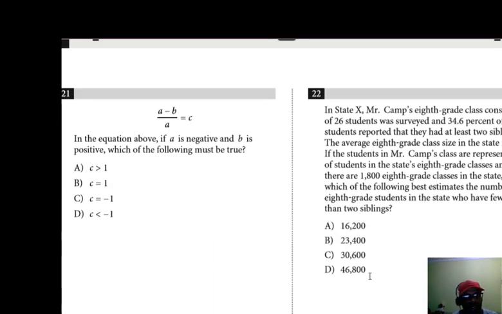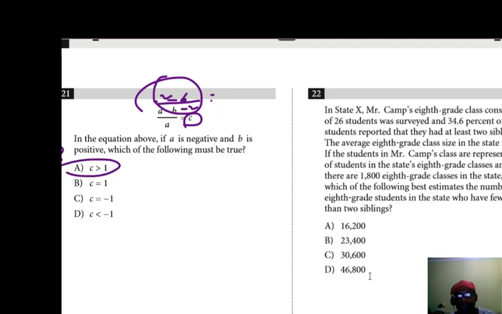So in the equation above, if A is negative and B is positive. Whenever you have this kind of question, it's easy to substitute. So I'm going to substitute here. A is negative, okay, minus 2, and B is positive, let it be 6, over minus 2. Obviously the result will be positive. So the value of C should be greater than 1, or positive.